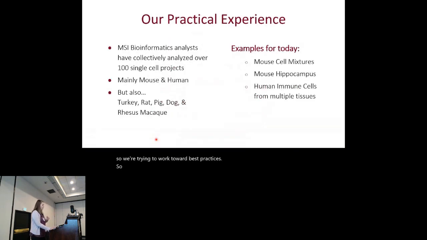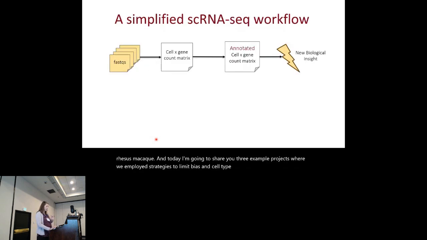So what is our experience? Collectively, the analysts within the MSI Bioinformatics group have analyzed over 100 single-cell projects. We also do a lot of other work too, not just single cell. The majority of these projects have been with mouse and human cells, but we've also had other species such as turkey, rat, pig, dog, and rhesus macaque. Today I'm going to share 3 example projects where we employed strategies to limit bias in cell type annotation. But first, let's talk about why cell type annotation is challenging.